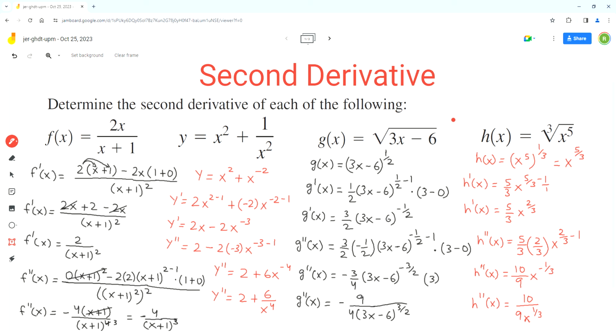So these are the steps you have to keep in mind to find the second derivative of equations like these. So we first have to find the first derivative and then the derivative of the first derivative to get the second derivative.